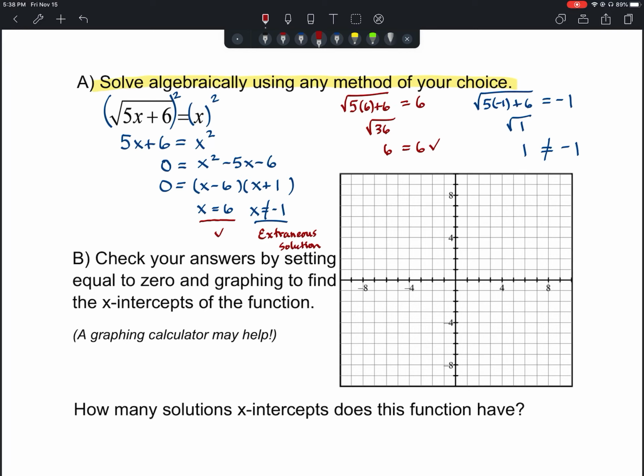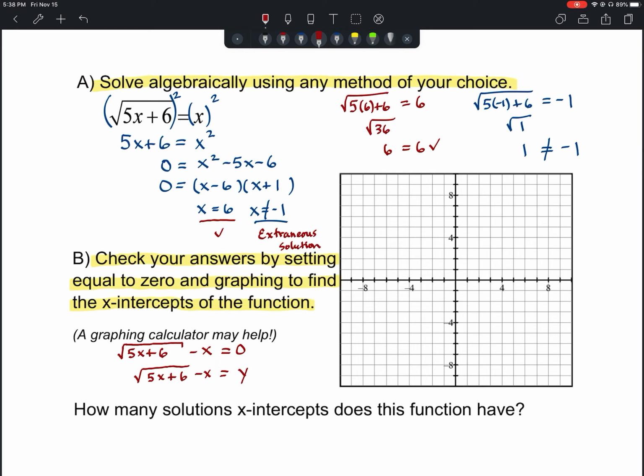Now we're just going to practice the two methods for checking by graphing. Letter B says, check your answers by setting equal to 0 and graphing to find the x-intercepts of the function. Same as on the last one. To get this one equal to 0, we're just going to subtract the x from each side. I've got the square root of 5x plus 6, and then minus x equals 0. Let's change that 0 to a y, and that'll allow us to graph it as a function. Everything else remains the same.